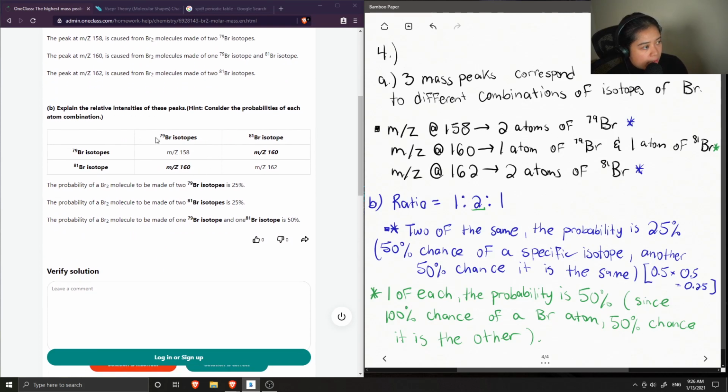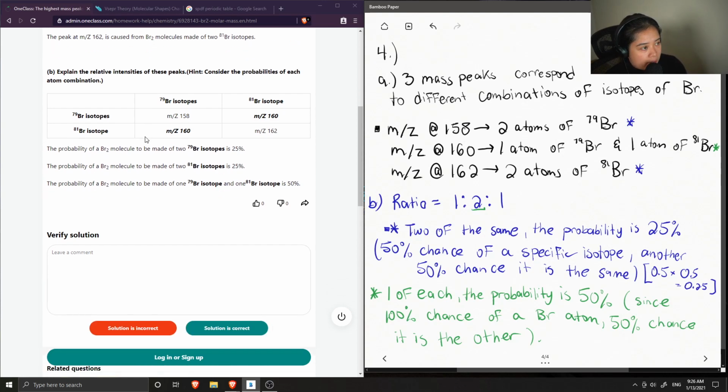Okay, so they drew out a table for part B, just showing how, oh yeah, this is a helpful way of doing it as well. It's kind of like a Punnett table from biology. You can show the different combinations.